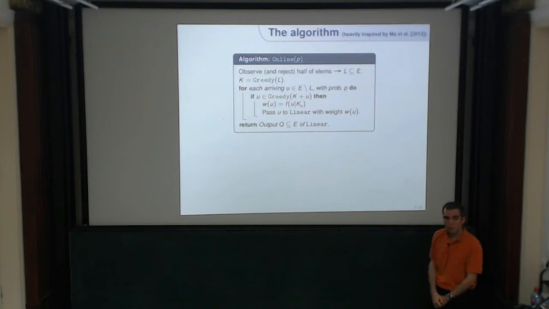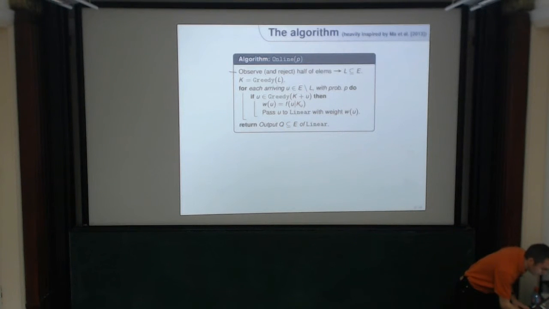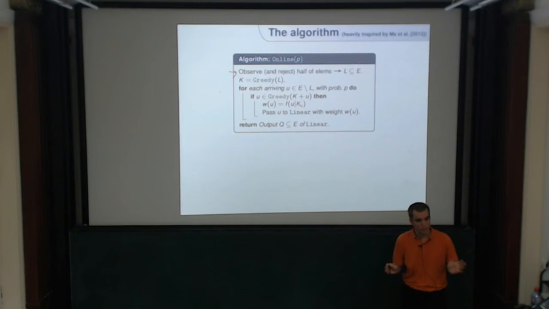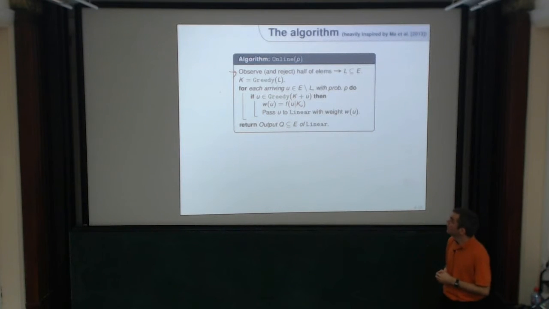So the idea is the following. We first have a learning phase. That's the first line. First we just look at the first half of all elements without selecting anything. That's very typical for matroid secretary algorithms. And then we want to construct a control set for that first half. So we run the greedy algorithm on that first half, the greedy algorithm for submodular function maximization.